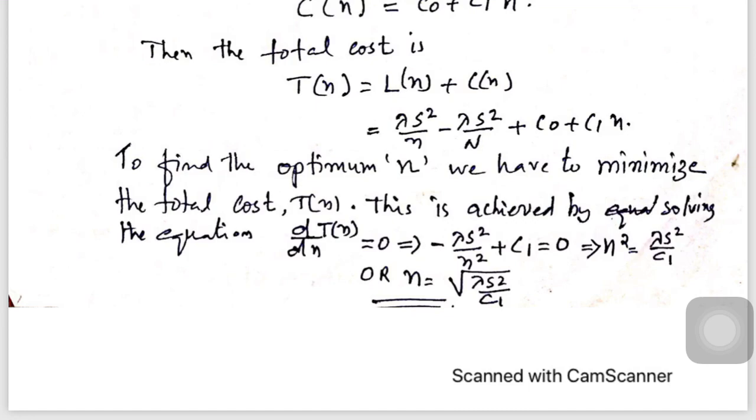And using that cost function and loss function, you can find the optimum value of small n equal to root of lambda into S square divided by C1. Okay, thank you.